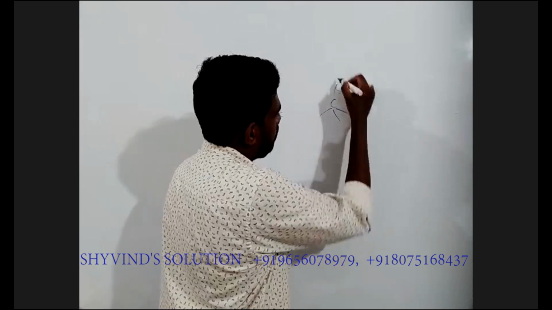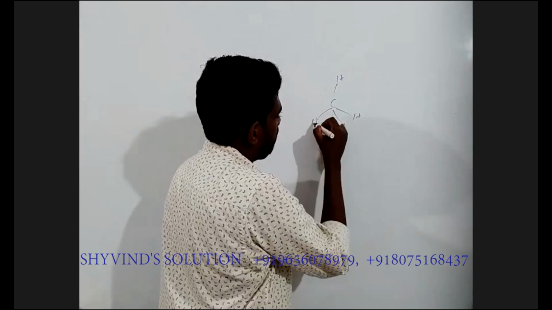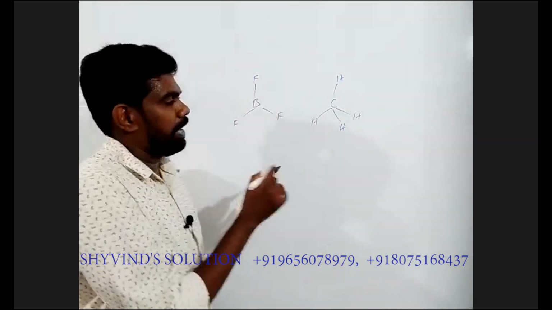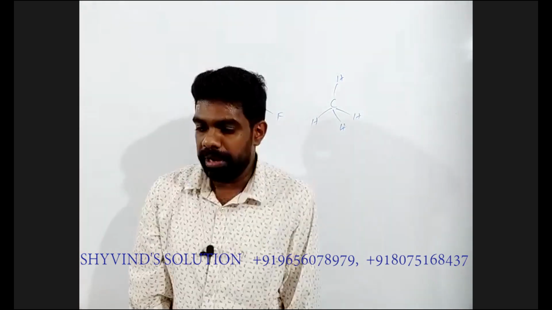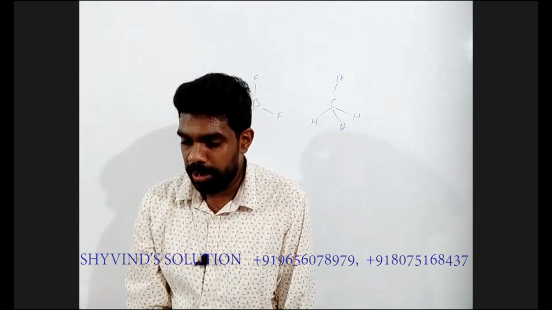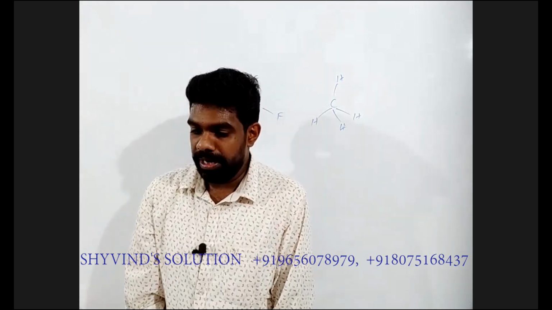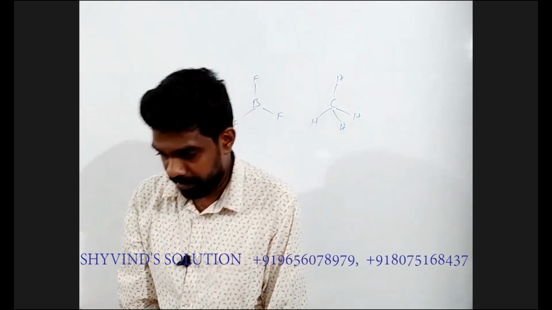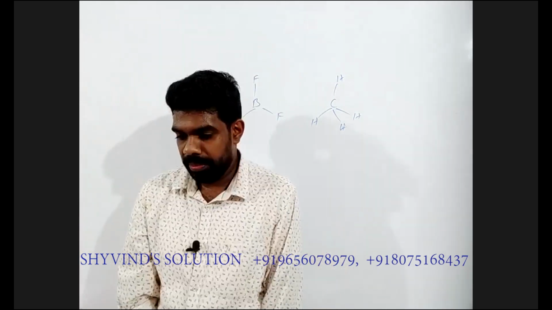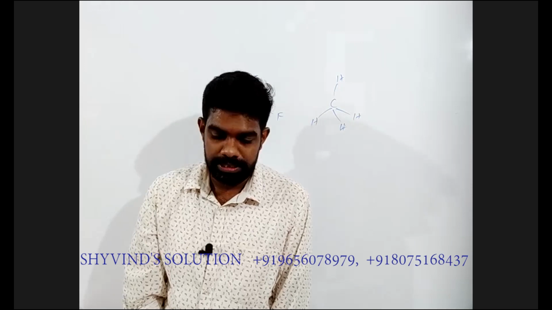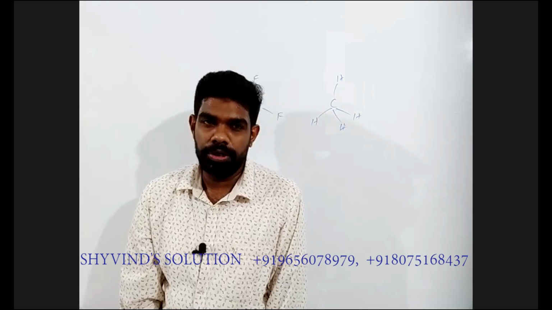This is trigonal planar and this is tetrahedral. The statements are: both BF3 and CH4 are microwave active; both BF3 and CH4 are infrared active; CH4 is microwave active and infrared inactive. So that is what is asked. So let's see how to do this.